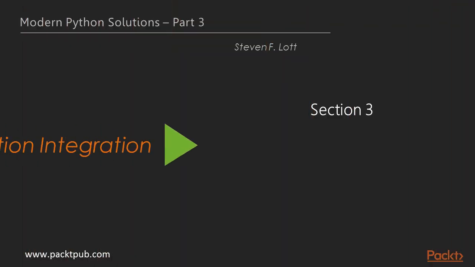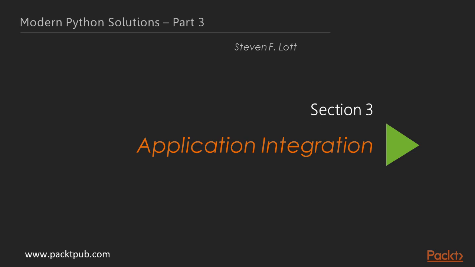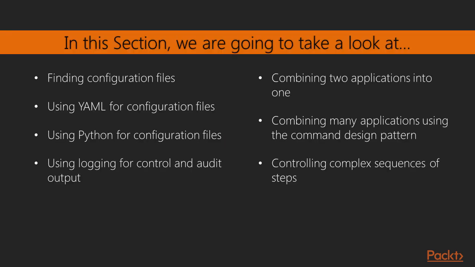Hello, welcome to the last section of this video course, Application Integration. In the previous section, we explored web services. In this section, we will first see how to find configuration files, use YAML for configuration files, Python for configuration files, and class as namespace for configuration values. We will also learn to design scripts for composition and use logging for control and audit output.